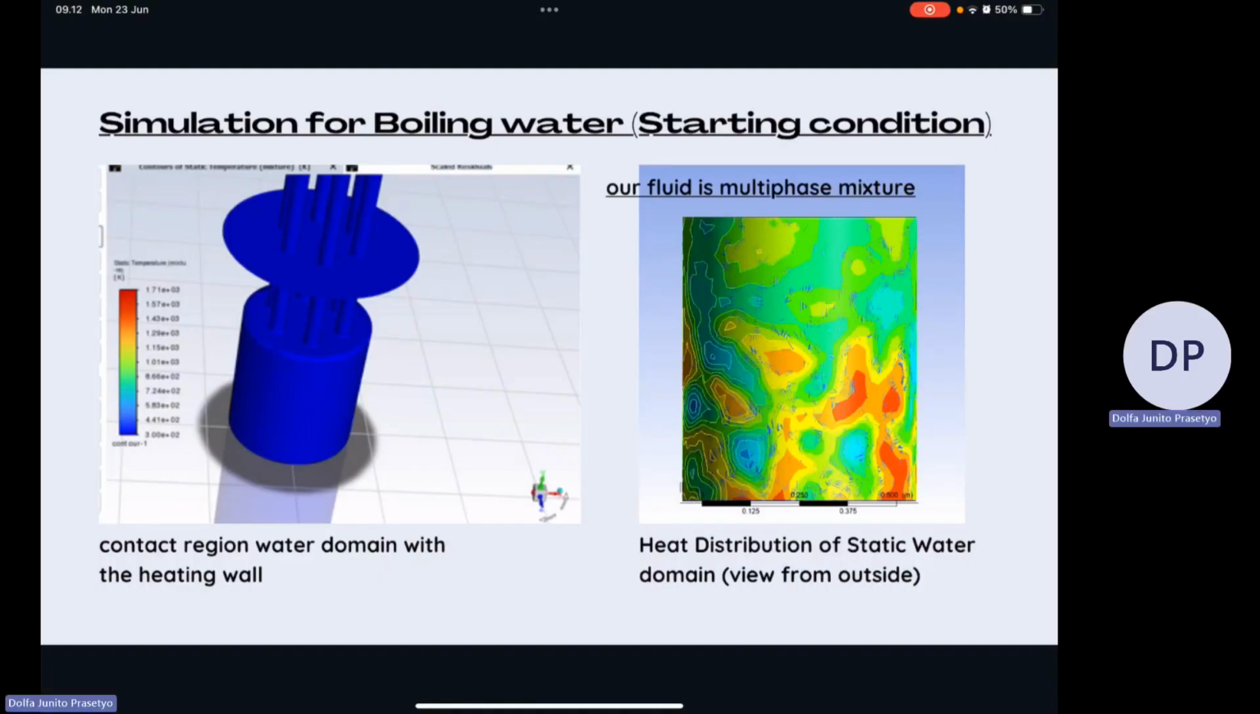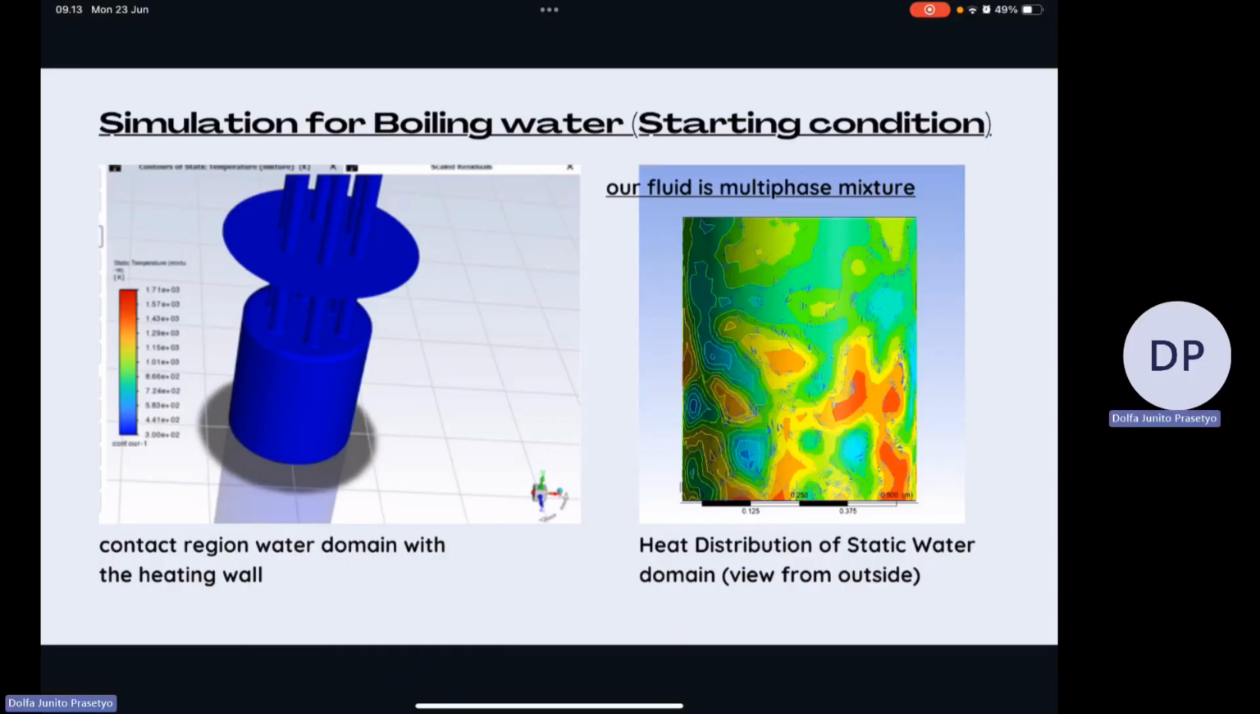So let's begin discussing the simulation for boiling water in the starting condition cycle. We had already done the simulation in ANSYS for the starting condition in the boiling water. In the left picture, this is a contact region of the water domain with the heating wall, just the surface of contact to the heating wall. I have to mention that in the simulation we use the mixture in the multi-phase setting. The mixture consists of water liquid and water vapor. But because the water is static, there's no water coming in and no water coming out.